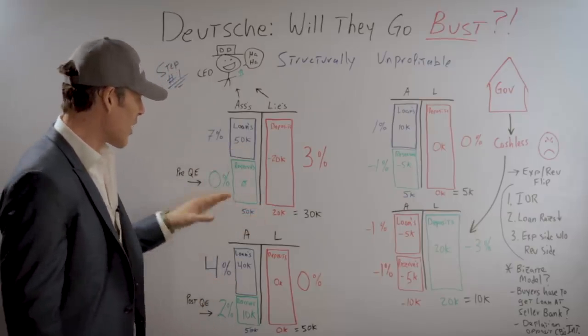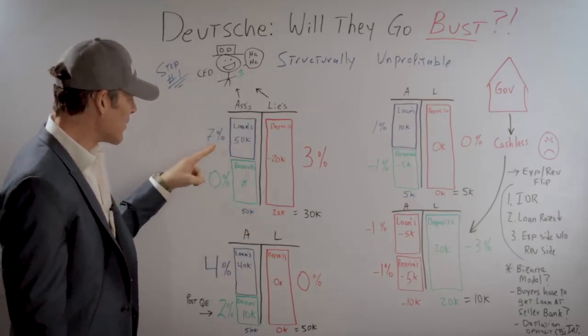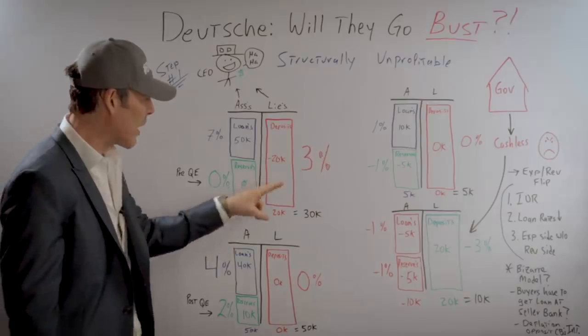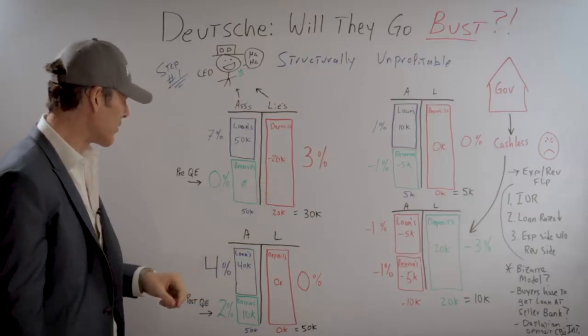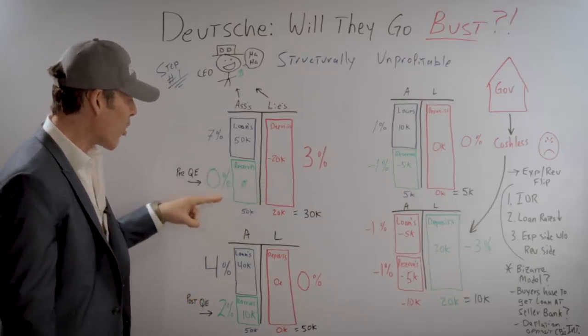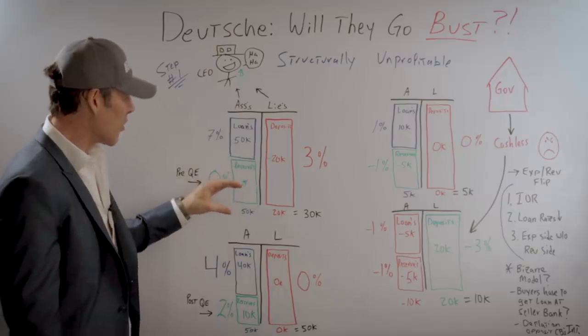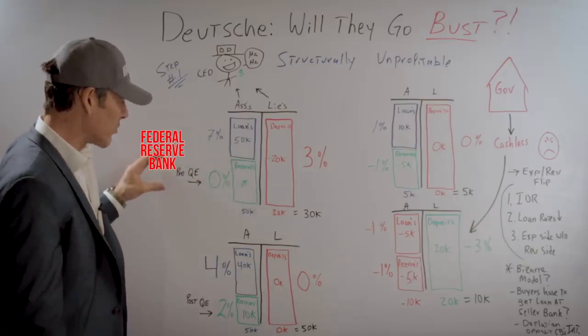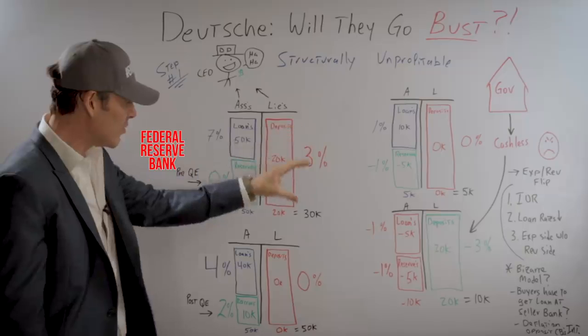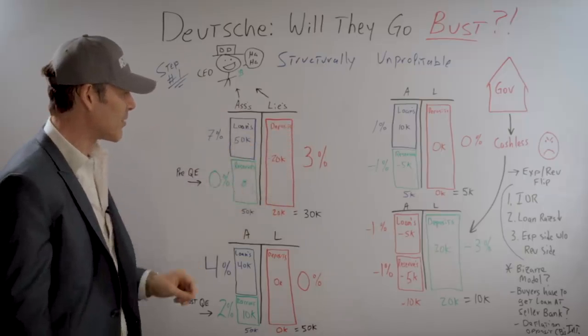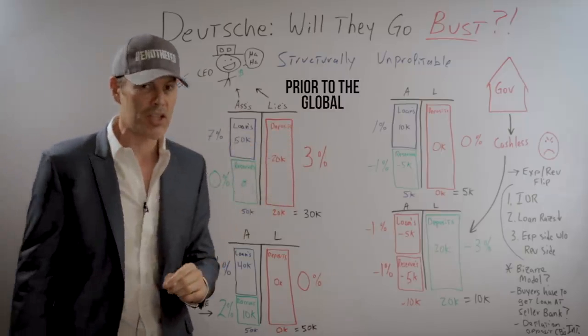But in this example, we'll say that they were making 7% on the loans, they were paying 3% on the deposits, and they were getting 0% on the reserves that were held at the Federal Reserve Bank. This is the way the normal banking system worked prior to the GFC.